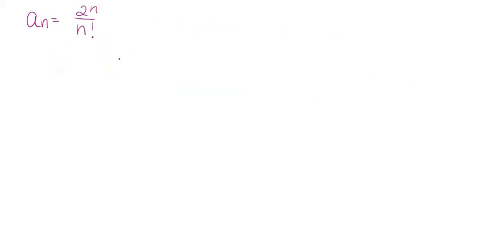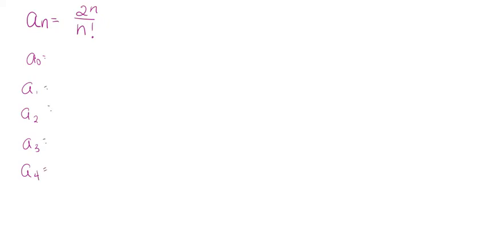Let's look at example 5. It says, write the first 5 terms of the sequence given by a sub n equals 2 raised to the n power divided by n factorial. Begin with n equals 0. So instead of a sub 1, we're going to start with a sub 0, then a sub 1, a sub 2, a sub 3, and because we're only doing the first 5, but we started with 0, we'll go to a sub 4.